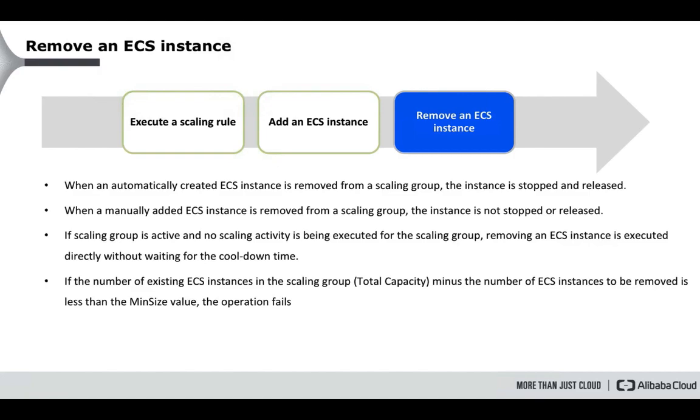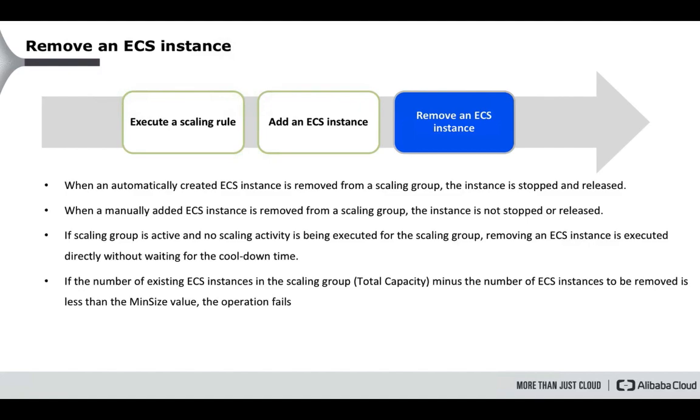This is different. If the scaling group is active and no scaling activity is being executed for the scaling group, removing an ECS instance is executed directly without waiting for the cooldown time. If the number of existing ECS instances in the scaling group minus the number of ECS instances to be removed is less than the min size value, the operation fails.